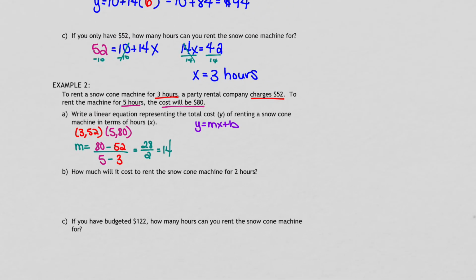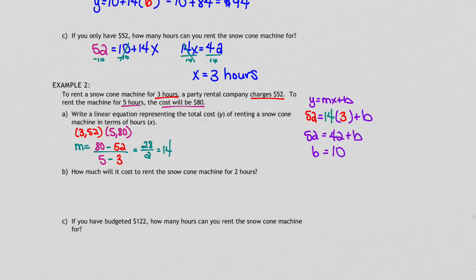I'm going to move this over here so I'll have a little more space. So I'm just going to plug in the first point. So the y value would be 52. m, our slope, is 14. The x value is 3. And we're going to solve for b. 14 times 3 is 42. Subtract 42 from both sides, and b is 10.